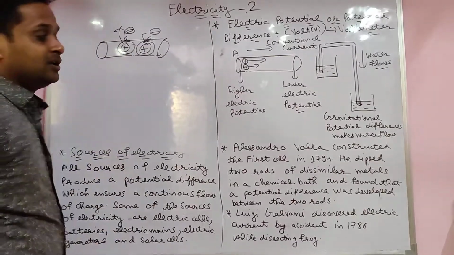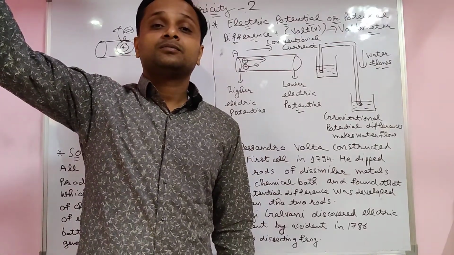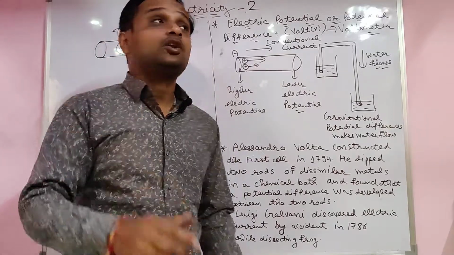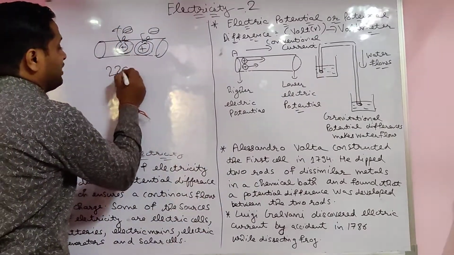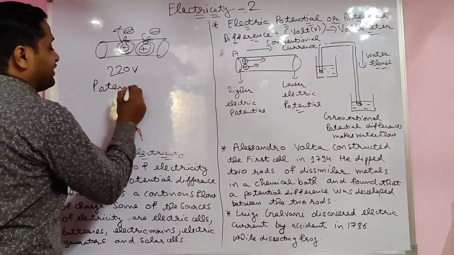Actually, some students think the current comes from the electric power station. Actually current does not come, voltage comes, 220 volt. Actually it is a potential difference.